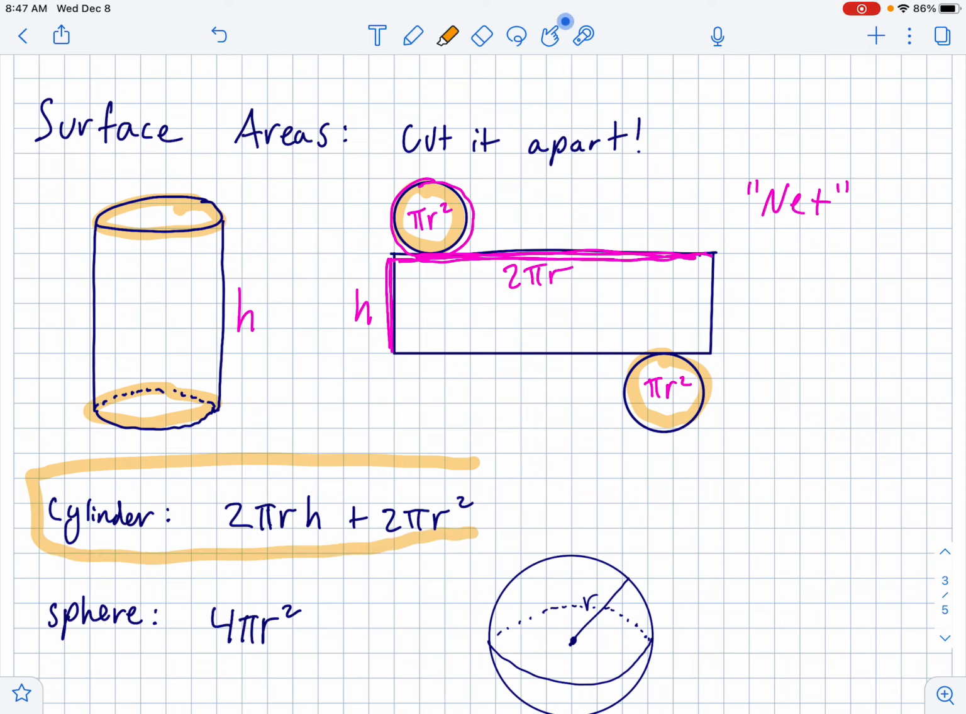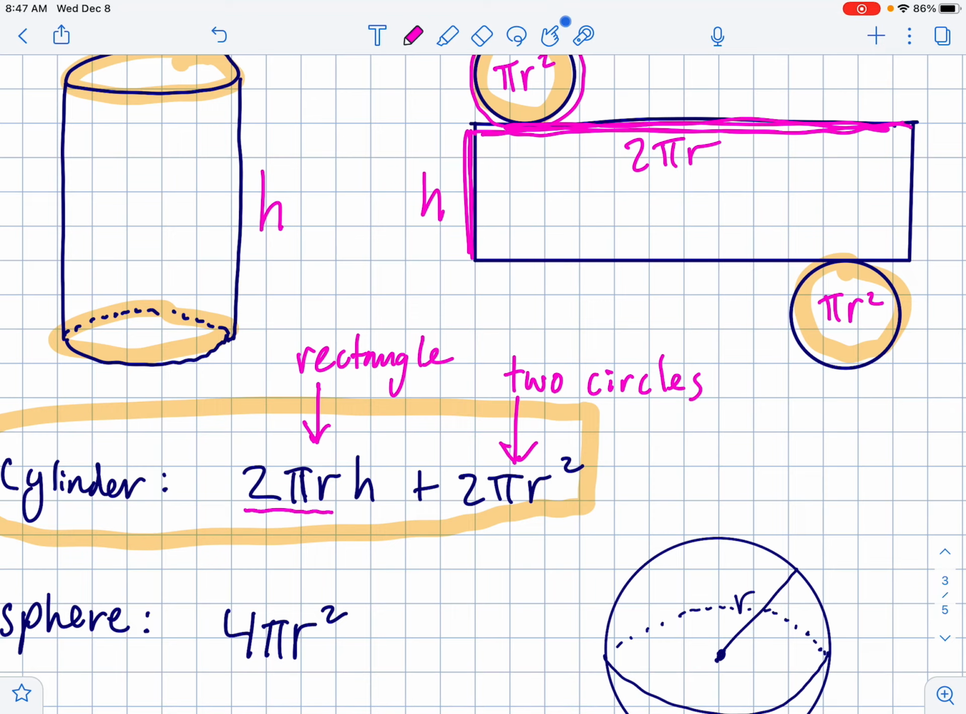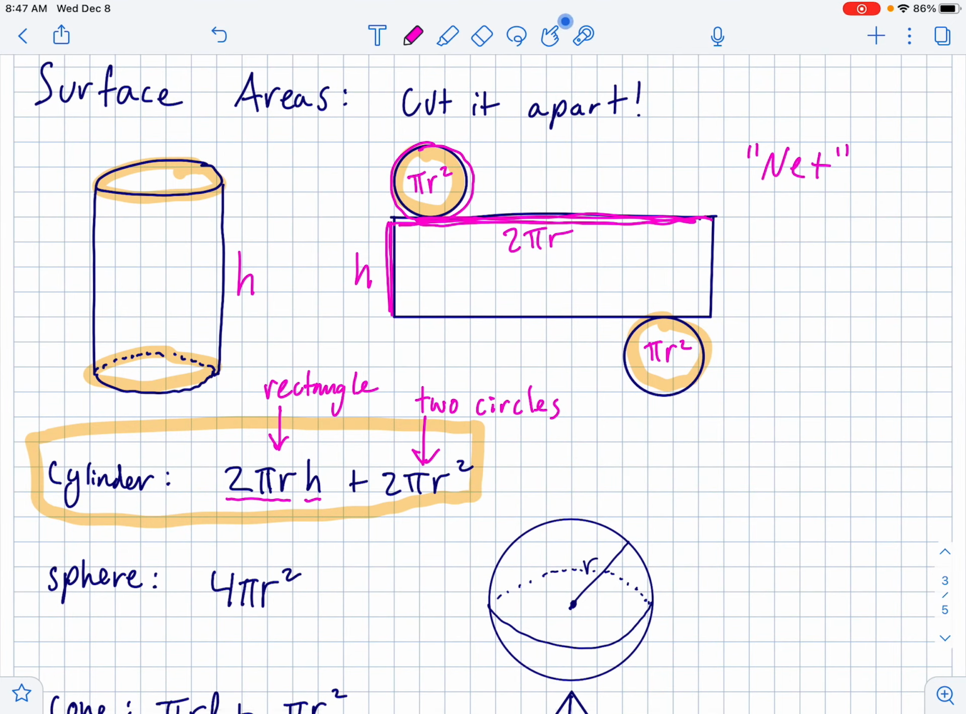If we look at the cylinder formula, this makes sense because look, this is your 2 circles. This is your rectangle. Notice that with the rectangle, this is your length, 2 pi r, which came from the circumference of a circle, and then this is just the width, which is the height.